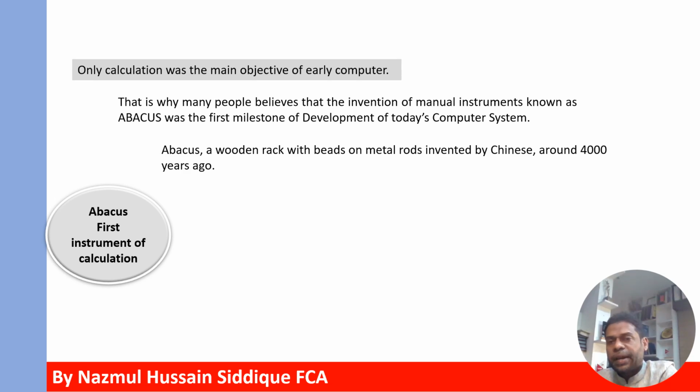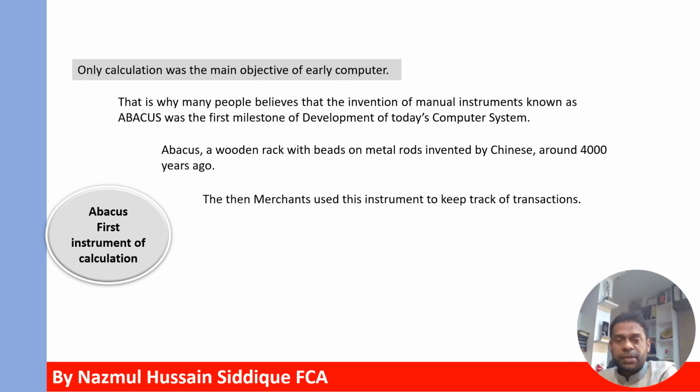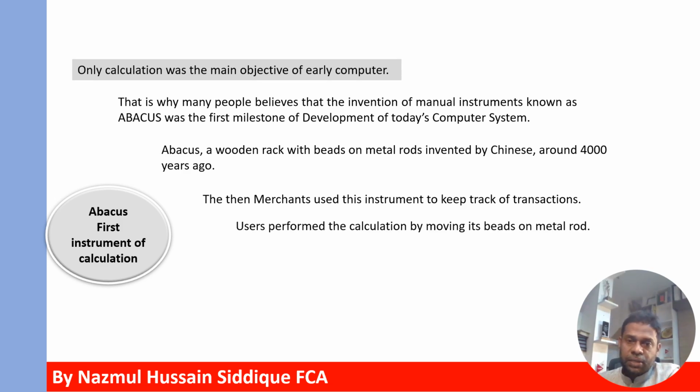Abacus, a wooden rack with beads and metal rods invented by Chinese around 4,000 years ago. The then merchants used this instrument to keep track of transactions. Users performed the calculation by moving its beads on metal rod.